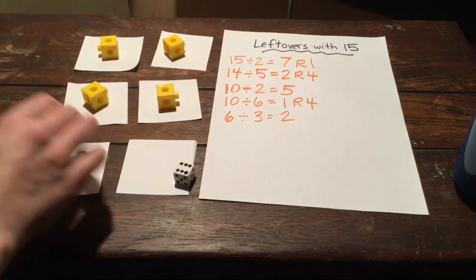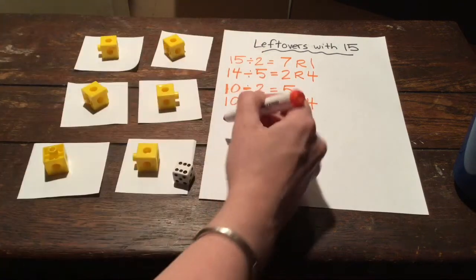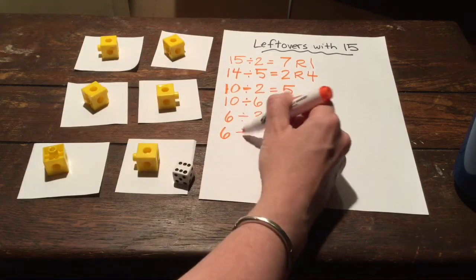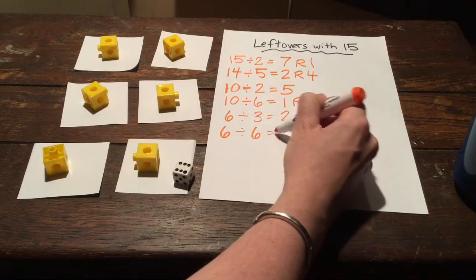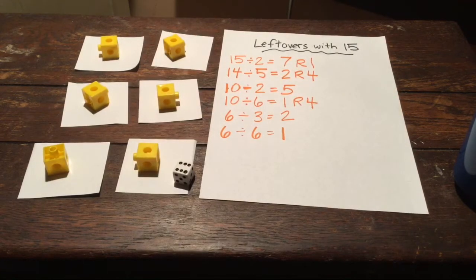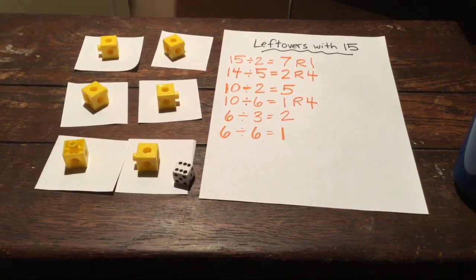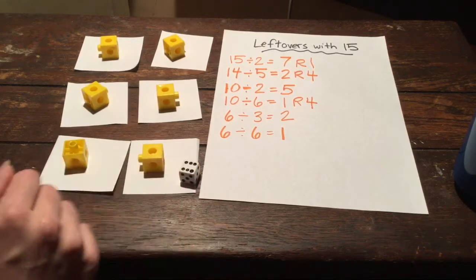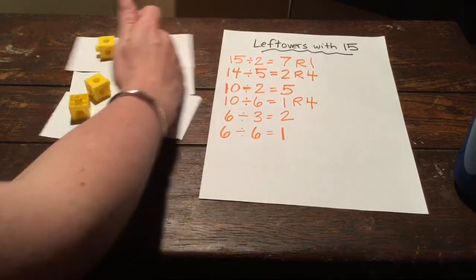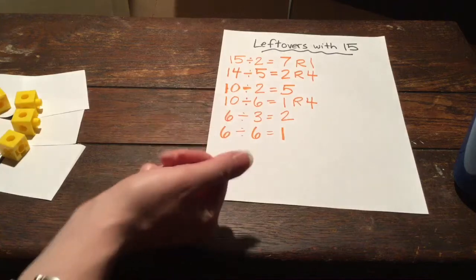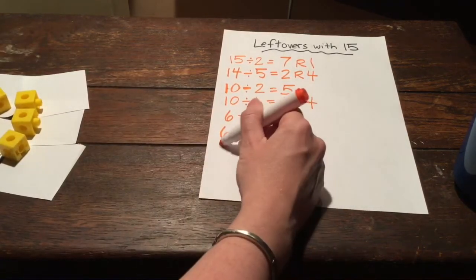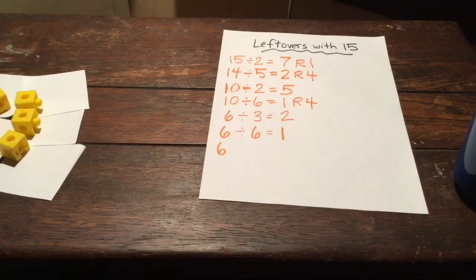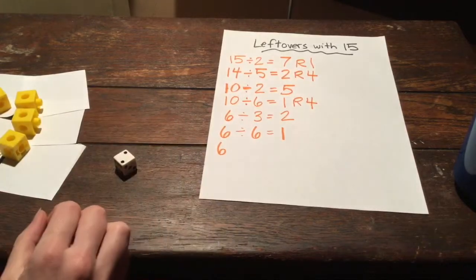Now you can keep playing this game until you only have 2 pieces left to play with. Once you get to 2, the only numbers you could roll to divide would be a 1 and a 2, and both of those will give you no leftovers. So the game is over when you only have 2 left to play with, and you've got 13 leftovers in your cup. So let's just sit back and watch how the rest of this game goes.